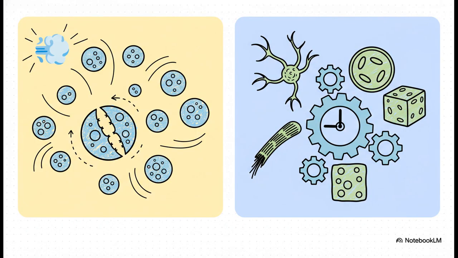So, why the two different designs? What's the point? Well, it all comes down to two totally different strategies for life. Prokaryotes are built for speed and efficiency. They're minimalists. Think of bacteria that can reproduce in just 20 minutes. Eukaryotes, on the other hand, are built for regulation and specialization. All those compartments allow for complex processes, which is what makes multicellular life, like us, possible.